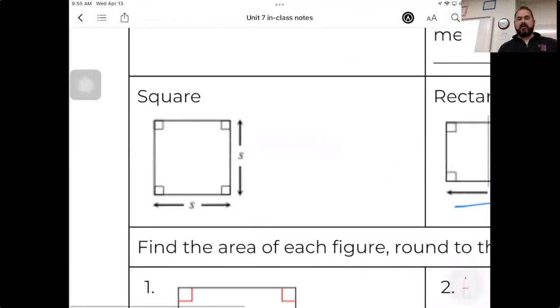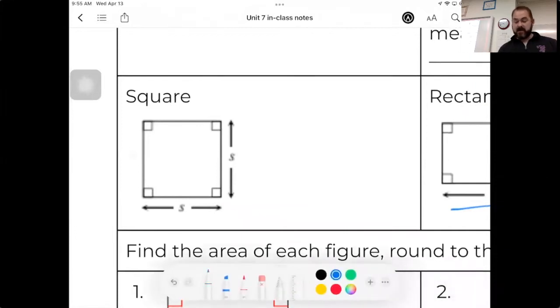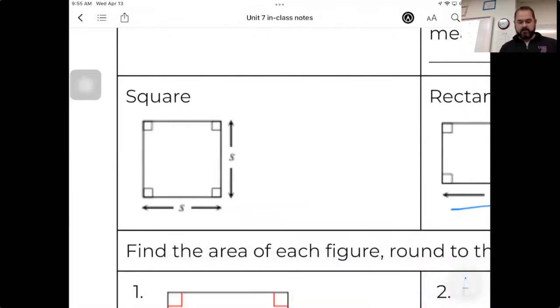We do want to go back over here and talk about squares as well. A square is a special kind of rectangle where the length and width are both the same length, so we call those side. If I end up doing S times S, that's the same as doing side squared. So the area formula for a square is S squared.